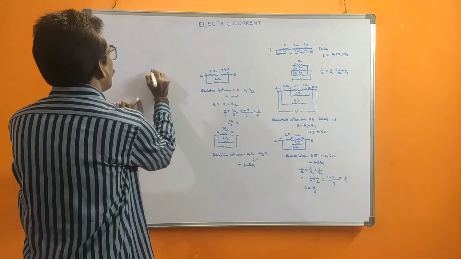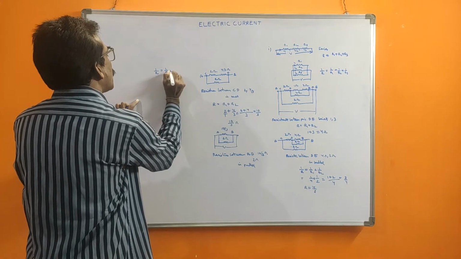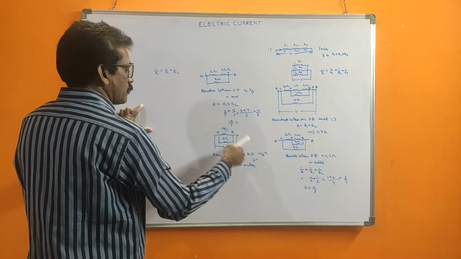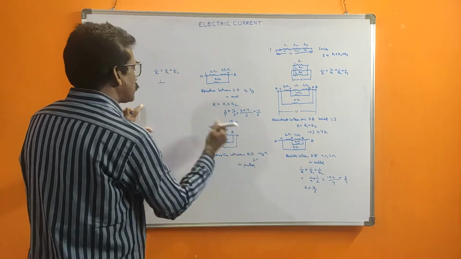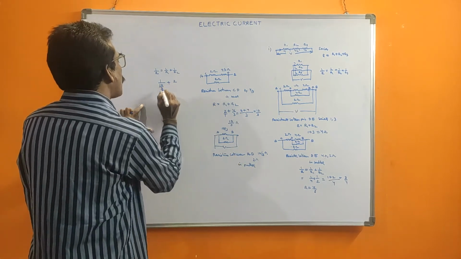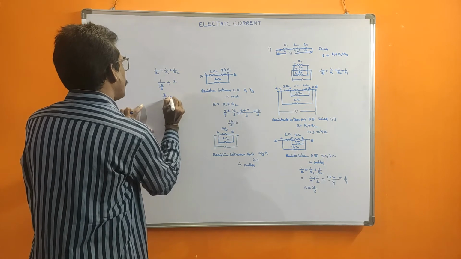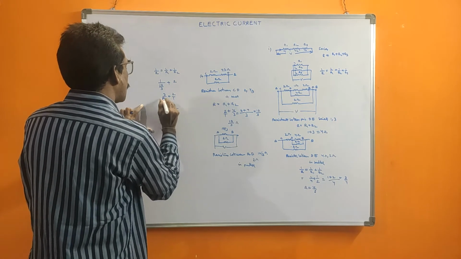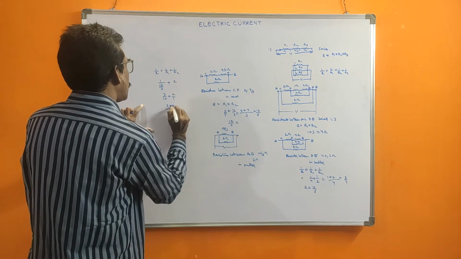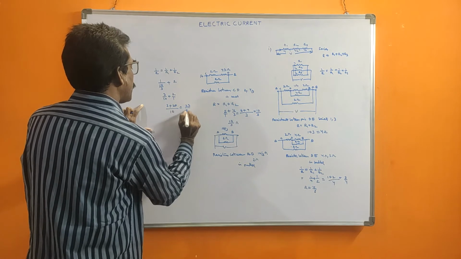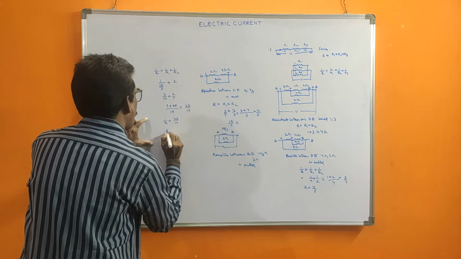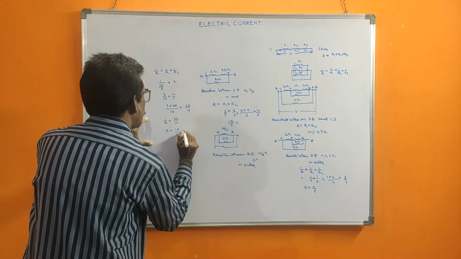Now in parallel, so 1 by R is equal to 1 by R1 plus 1 by R2. Now R1 is this one, R2 is this one. So 1 by R is 1 by 10 by 3 plus that 2 ohms. Now 1 by 10 by 3 means 3 by 10, plus 2 means 2 by 1. LCM is 10. 3 plus 10 times 2, 20. So this is 23 by 10. This is 1 by R. 1 by R is equal to 23 by 10, which means R is equal to 10 by 23 ohms.